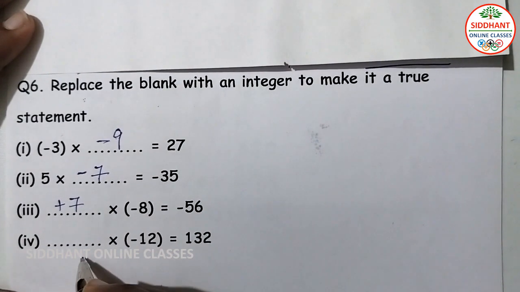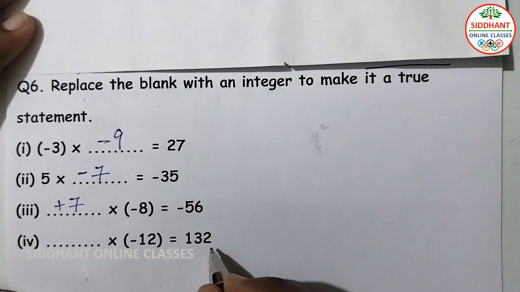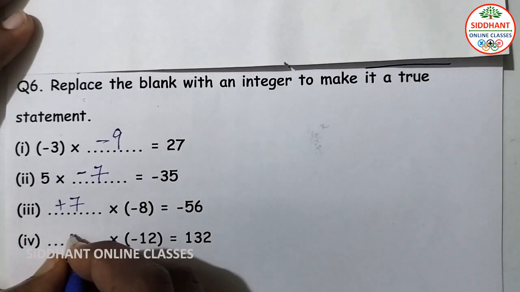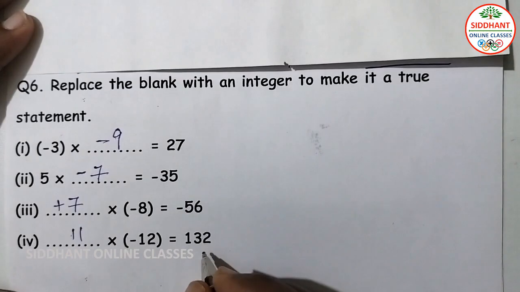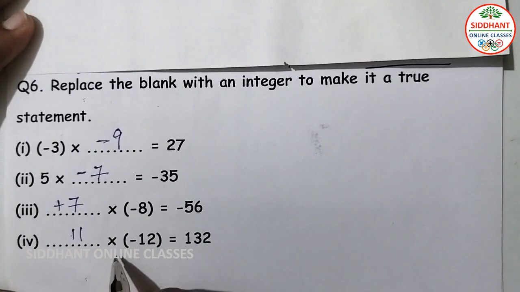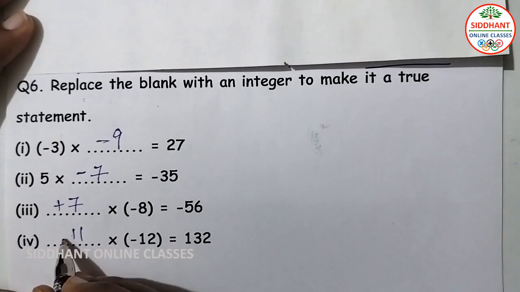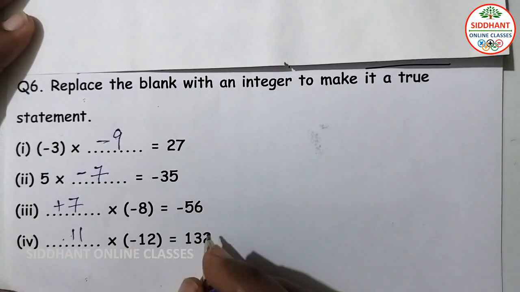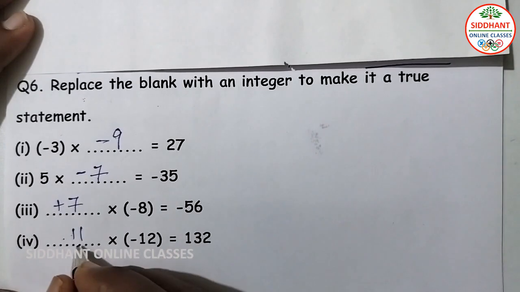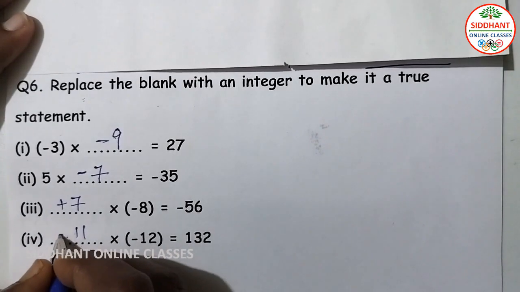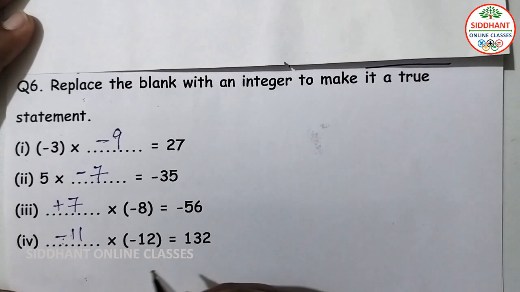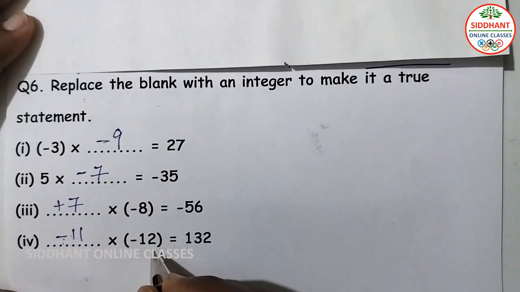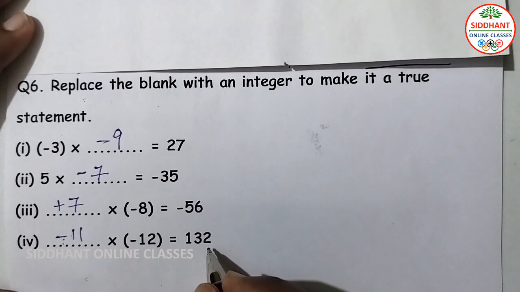Fourth one, dash into minus 12 is equal to 132. So here we have to multiply 12 with 11 in order to get 132. But the sign, here plus is there, minus. So plus into minus, answer will be minus. But the answer is plus. So we have to multiply minus. Minus into minus, we get plus. The answer will be minus 11 into minus 12. Your answer will be 132.